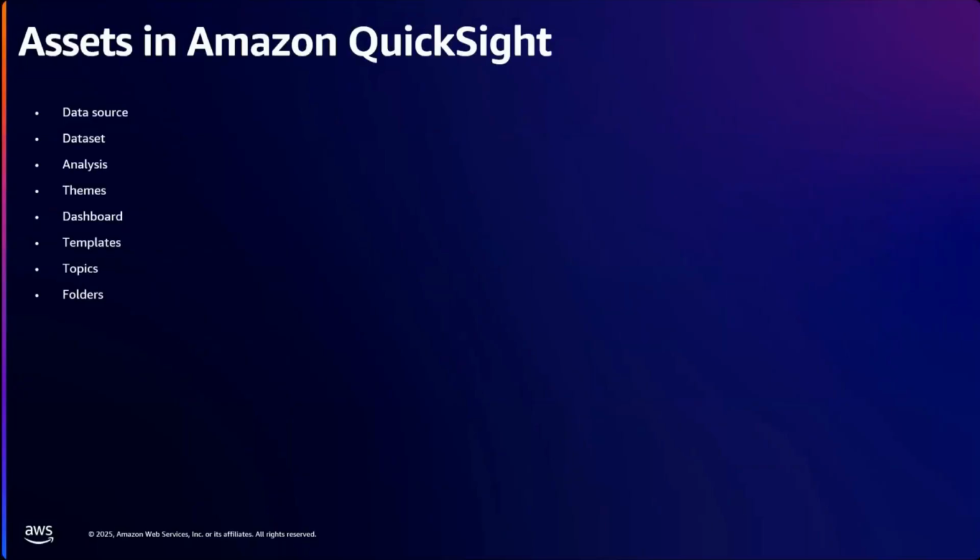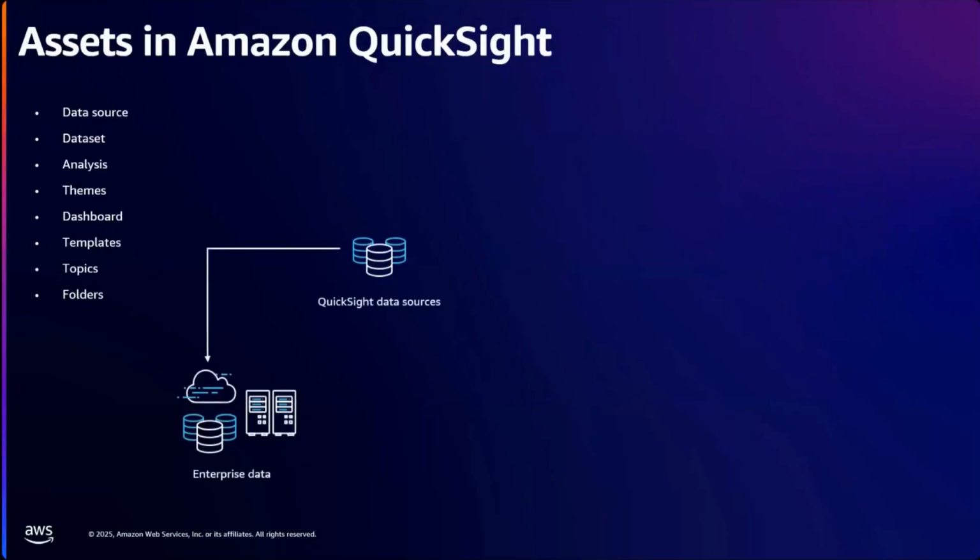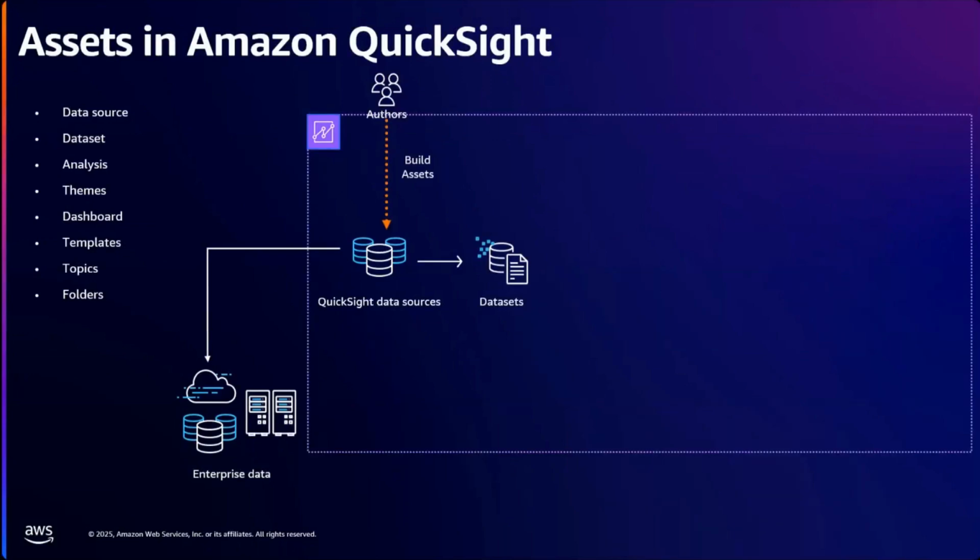Before we start the data governance, we should quickly understand what the different assets within QuickSight are. You have your enterprise data, which can be in multiple data sources. The first step is creating a QuickSight data source. Once you create a QuickSight data source, which your authors and admins both can create, you start building the assets.